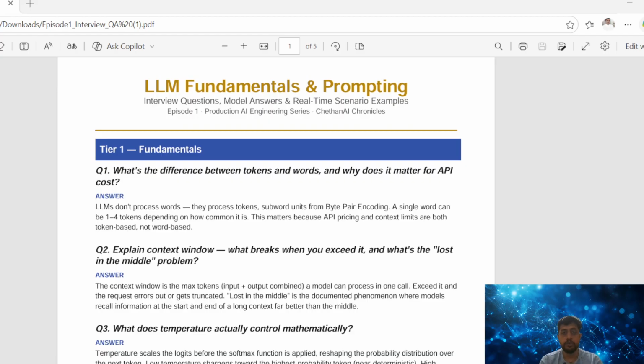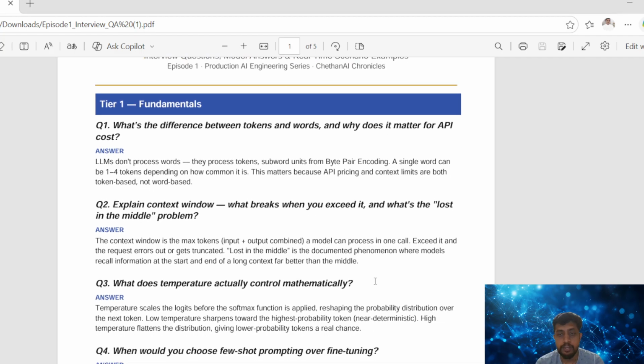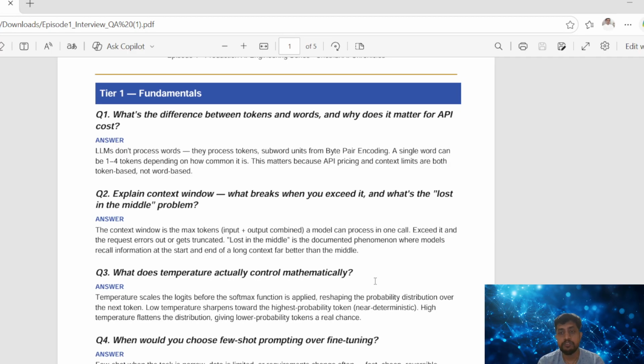Explain context window. What breaks when you exceed it, and what's the lost in the middle problem? The context window is the max tokens, input and output combined, that a model can process in one call. Exceed it and the request errors out or gets truncated. Lost in the middle is a documented phenomenon where models recall the information at the start.